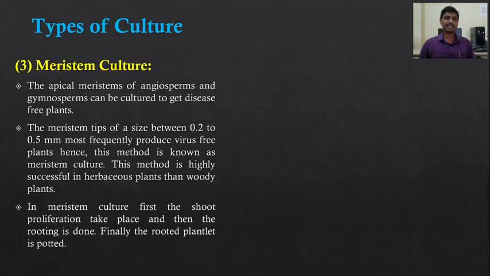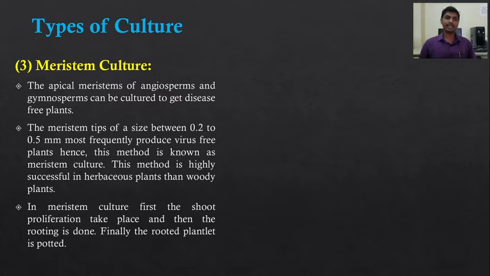This method is highly successful in herbaceous plants than woody plants. In meristem culture, first the shoot proliferation takes place because we take the piece of the apical meristem, here the tip piece of the apical meristem. From that, first the shoot is obtained, then the rooting is done by subculturing it on a rooting medium. So finally the rooted plantlet is obtained. So this is about the meristem culture. Meristem culture is done to get the disease-free plant. First the shoot proliferation, shoot development takes place in the meristem culture.